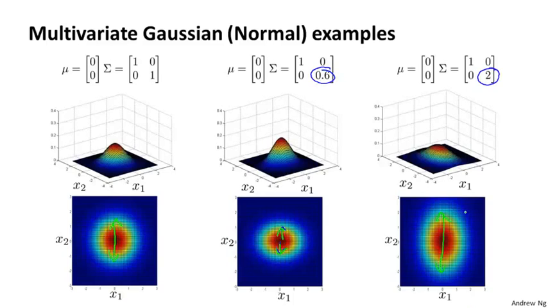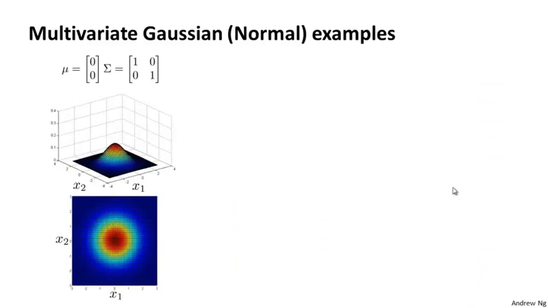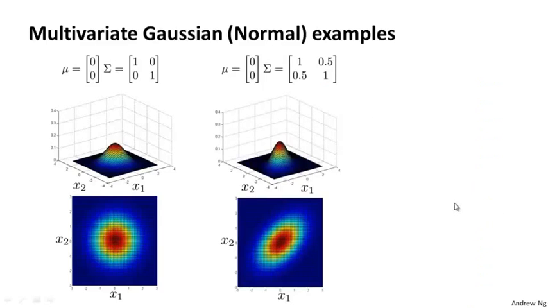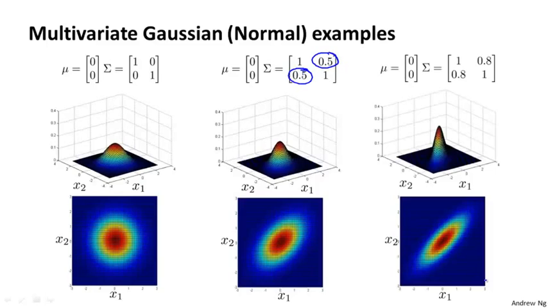Now, one of the cool things about the multivariate Gaussian distribution is that you can also use it to model correlations between the data. That is, you can use it to model the fact that x1 and x2 tend to be highly correlated with each other, for example. So specifically, if you start to change the off-diagonal entries of this covariance matrix, then you can get a different type of Gaussian distribution.